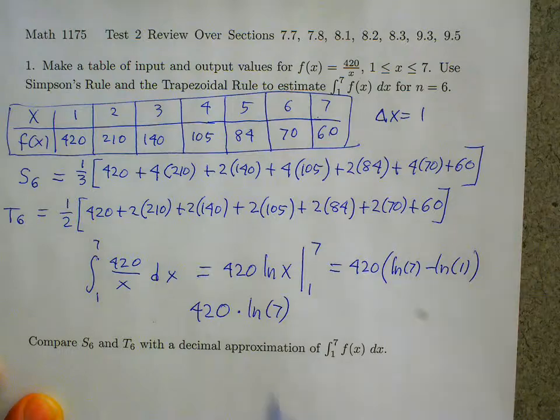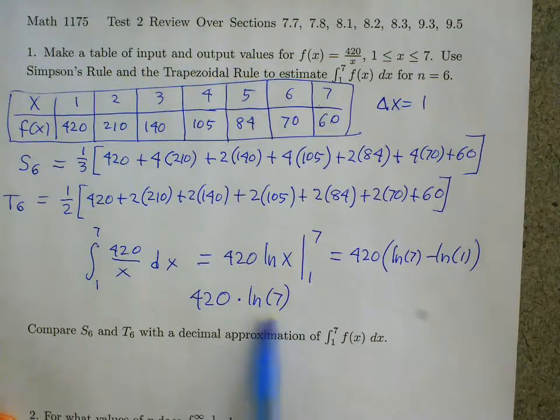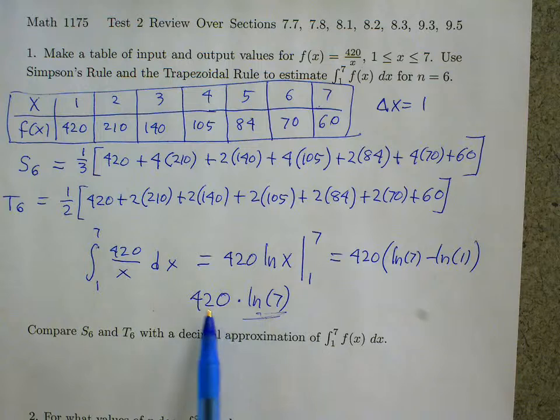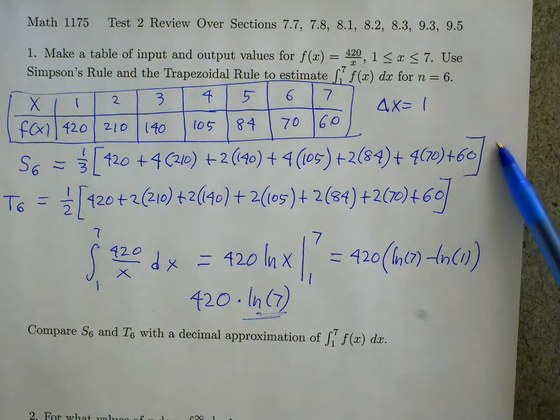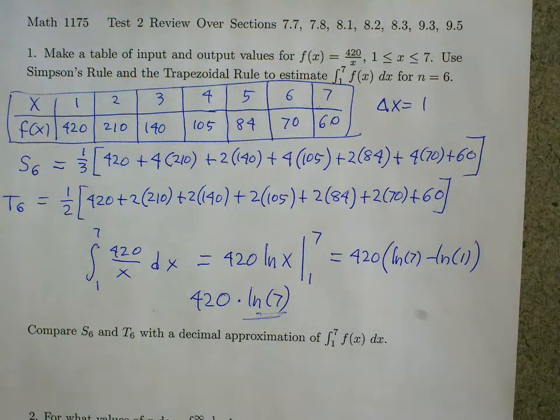So just for your own curiosity, you probably should do it just for the sake of the problem. Use a calculator, find a decimal number for the natural log of 7, multiply it by 420, and compare that to the approximations using Simpson's rule and the trapezoidal rule, and note which one gives the better approximation.